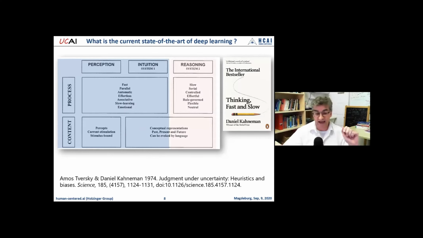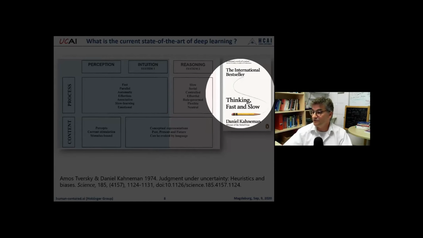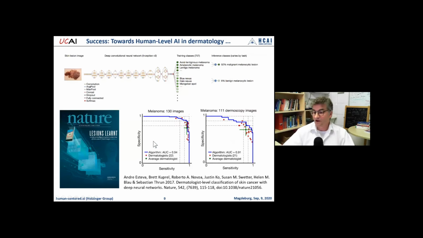And as a side note, this was described, as I have mentioned, in 1974, and Tversky died in 1996, and Kahneman received the Nobel Prize in 2002 for this work. And in 2011, he published his bestseller, which I think everybody knows, Thinking, Fast and Slow by Daniel Kahneman.